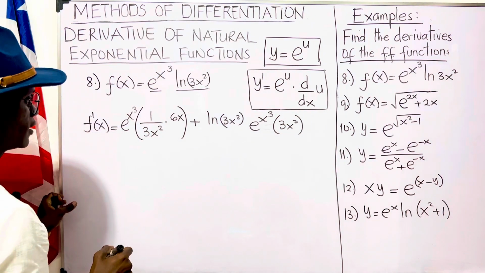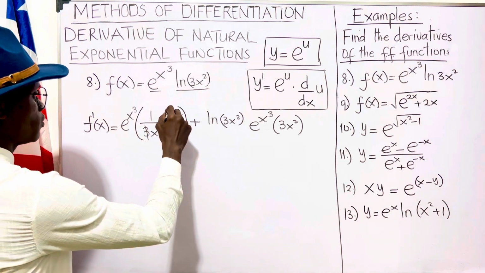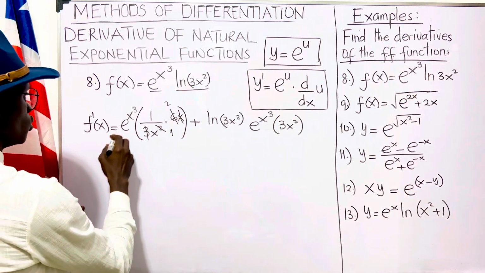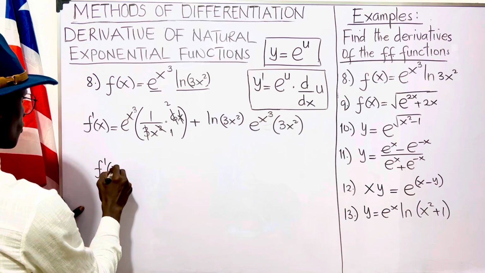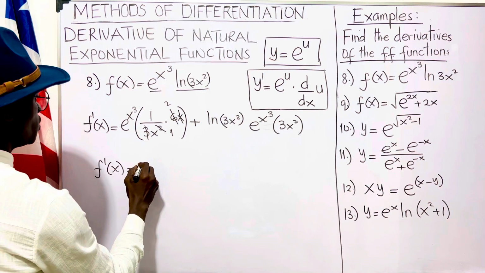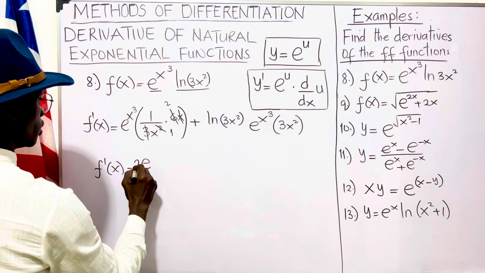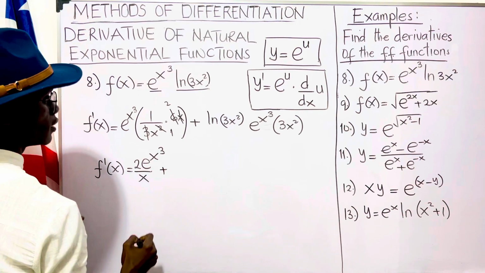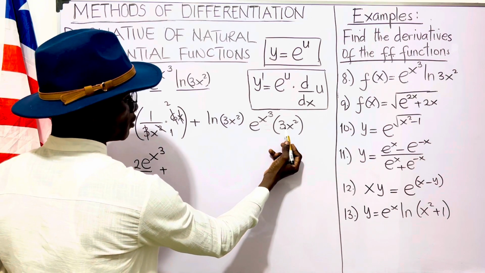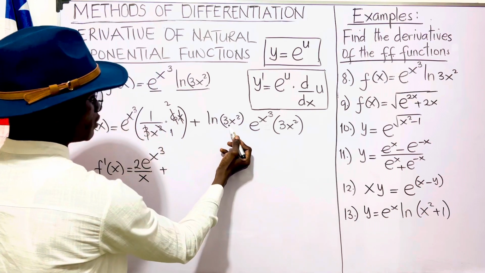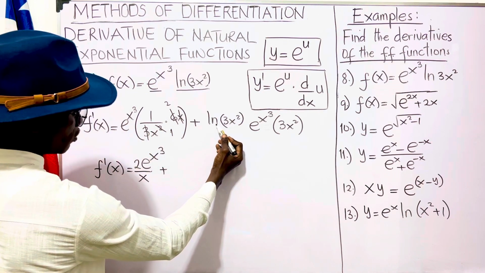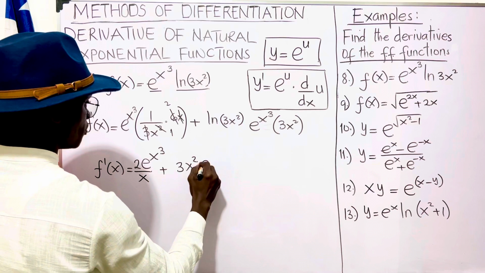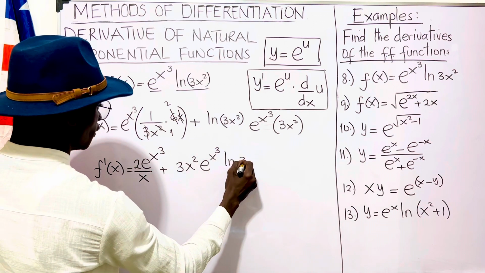Now we can just simplify. 3 into this, 1 times; 3 into 6, 2 times. This x can cancel 1 from here, you just leave 1. So we now have f prime of x is equal to 2 e raised to the power x cubed, all over x, plus... Now, don't multiply 3x squared by this argument, because this is an argument for this natural logarithm. So we bring it behind. We have 3x squared e raised to the power x cubed and the ln of 3x squared.